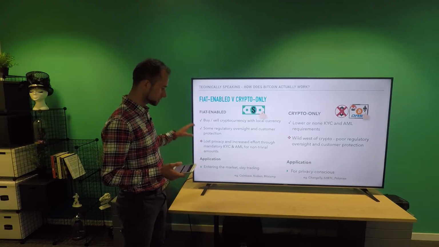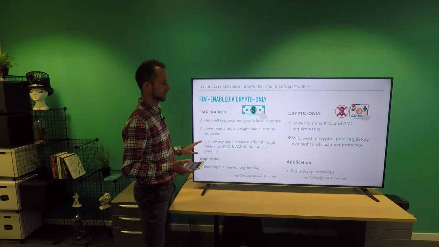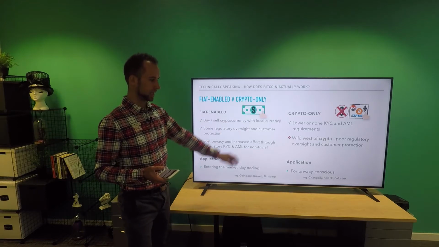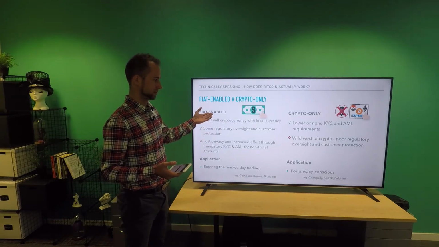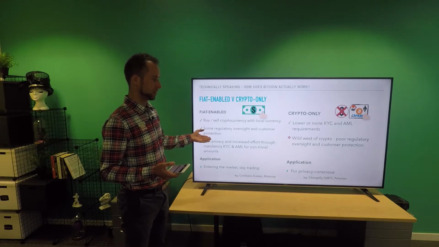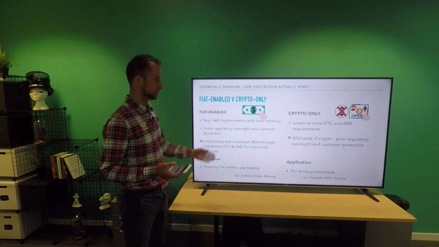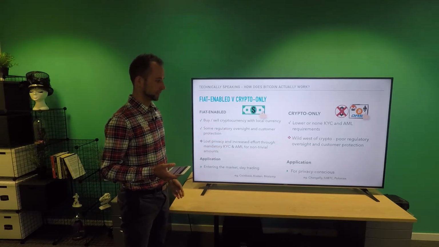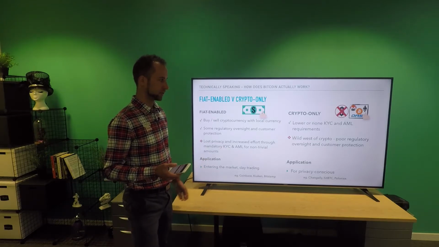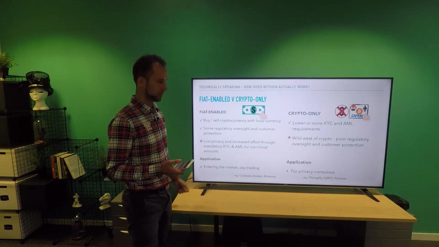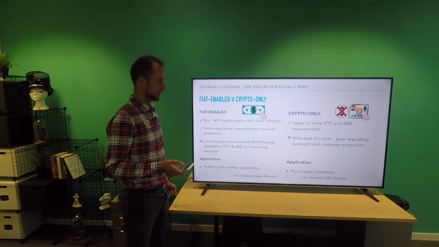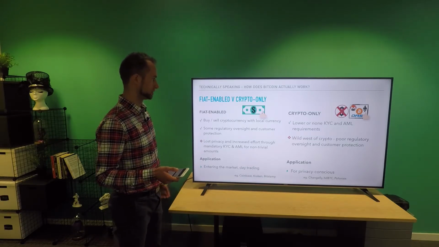So again, most applications on this side, crypto only. If you don't require fiat trades, you only want to trade crypto, you already have cryptocurrency, or if you're privacy conscious, this is where you would go. Examples: Changelly, HitBTC, or Poloniex. They allow you to do that.